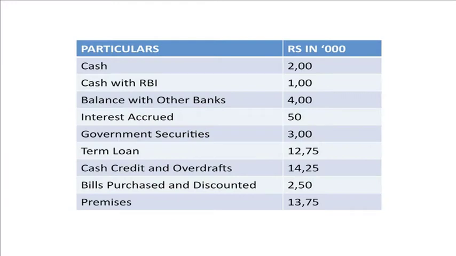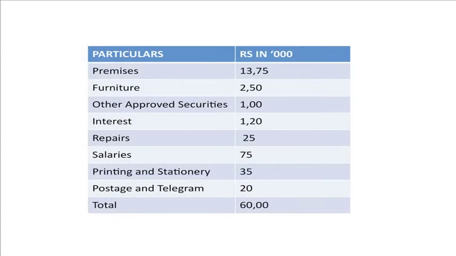Premises will go in schedule 10, it is 13 lakh 75,000 for fixed assets. Furniture will again be part of schedule 10, that is fixed assets. Other approved securities 1 lakh will go in schedule 8, that is investments. Interest is debit interest, it will go under schedule 15, as an expense. Repairs, salaries, printing and stationery and postage are operating expenses and shall form part of schedule 16. So, we have analyzed the debit side of 60 lakh.